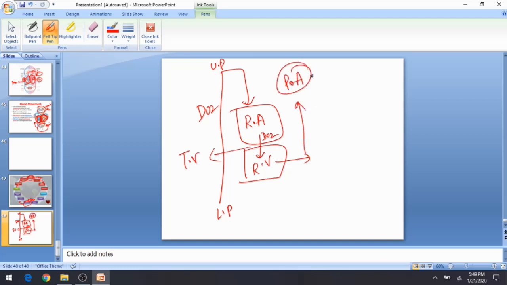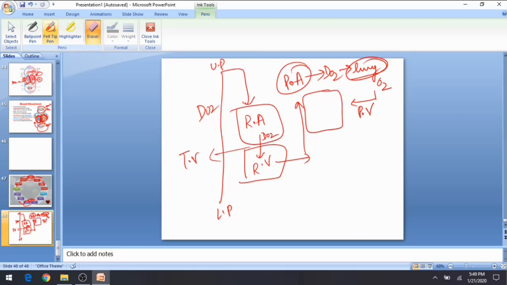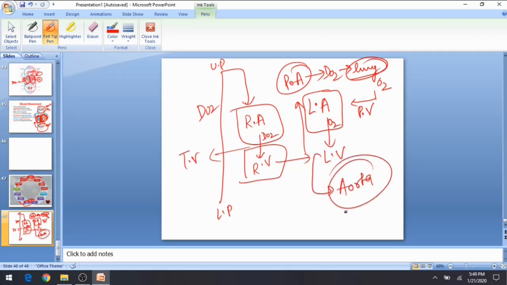the pulmonary arteries. Deoxygenated blood of the pulmonary arteries enters the lungs, where exchange of gas takes place, and oxygenated blood enters through the pulmonary vein to the left atrium. Oxygenated blood goes down to the left ventricle and to the aorta, and the aorta supplies oxygenated blood to different parts of the body. So this is the basic function of the human circulatory system.